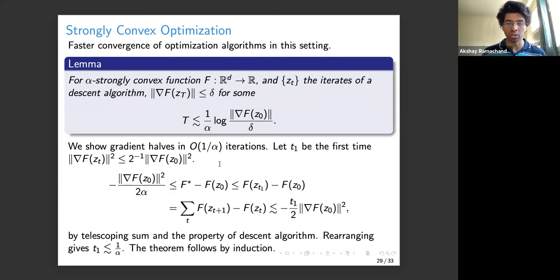So for each of these T1 steps, you're making at least half of the original gradient size progress, right? Since we chose T1 to be the first time that you halve, every time before that is at least half of the original gradient. And so if you rearrange this, you get T1 is at most some constant times 1 over alpha, right? So every 1 over alpha steps, you'll halve the size of the gradient. And then if you continue this process, you'll get 2 to the minus k after k over alpha steps, right? So you get this log 1 over delta convergence for strongly convex optimization.